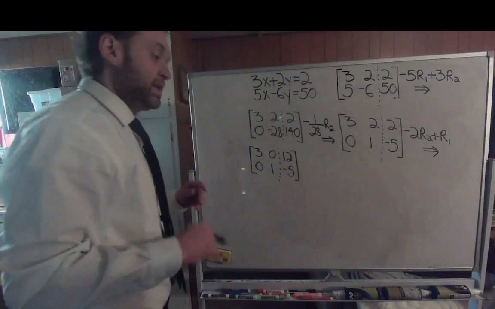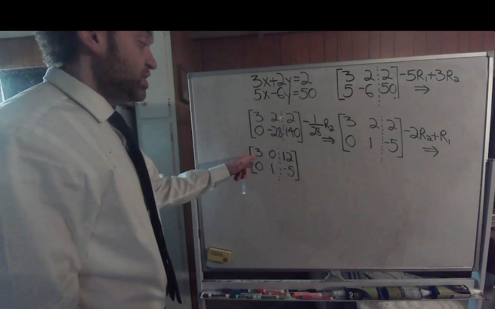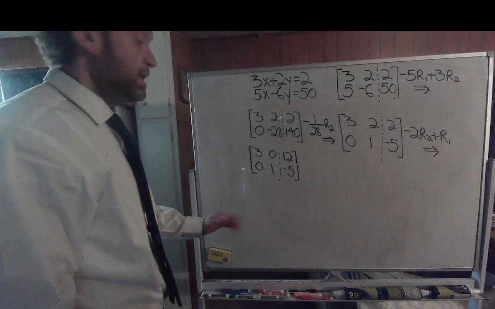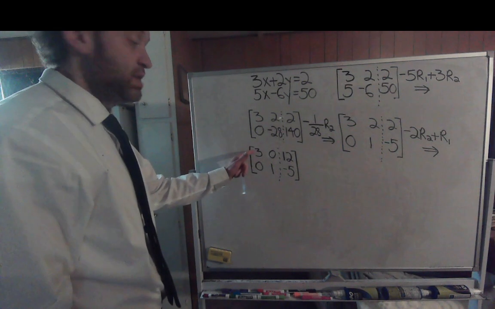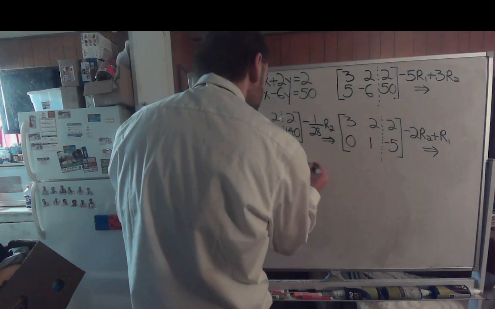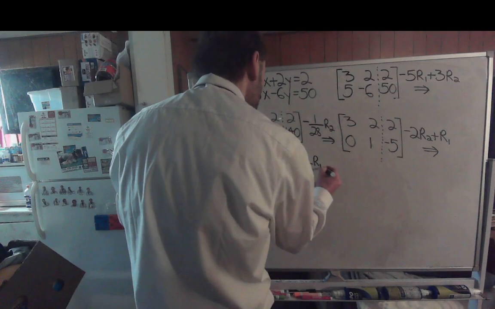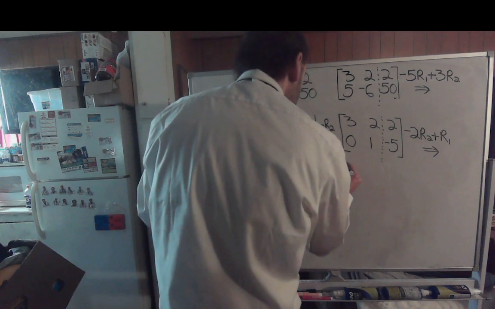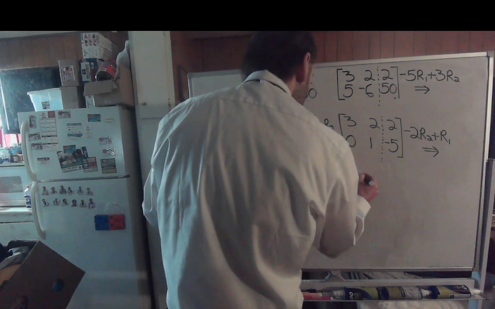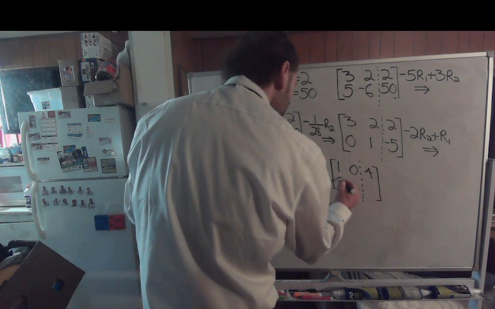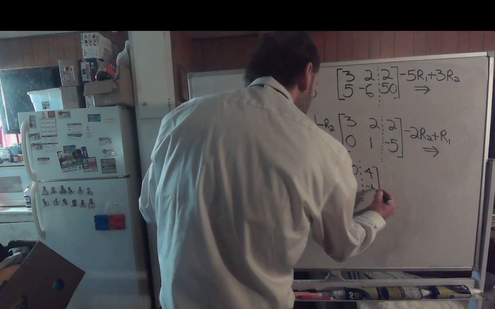Okay, the last thing we need to do, since the leading digit in the first row now is a 3, and the other digit's a 0, which is great, that's what we need, but the leading digit in the first row should be a 1. So we need to take a third of row 1. Let's go ahead and do that. So a third of 3, of course, is 1. A third of 0 is still 0. A third of 12 is 4. And then you have row 2, 0, 1, and negative 5.